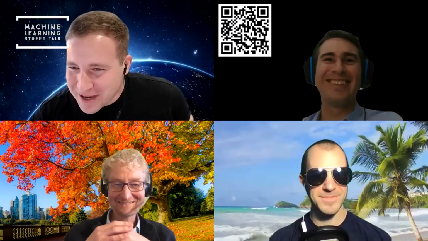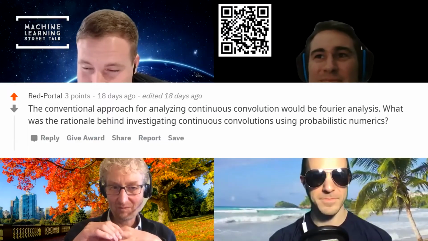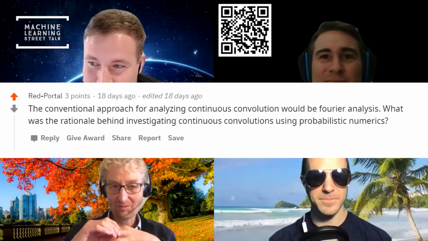But anyway, Red Portal says the conventional approach for analyzing continuous convolution would be Fourier analysis. What was the rationale behind investigating continuous convolutions using probabilistic numerics? That's a good question. So to me, Fourier analysis, it's true that I could still do a Fourier analysis, right? Because a Gaussian process, you can decompose in terms of its Fourier waves, and then it's the primal versus the dual view of any sort of kernel method. So I could certainly go to the Fourier domain and do my calculations there.